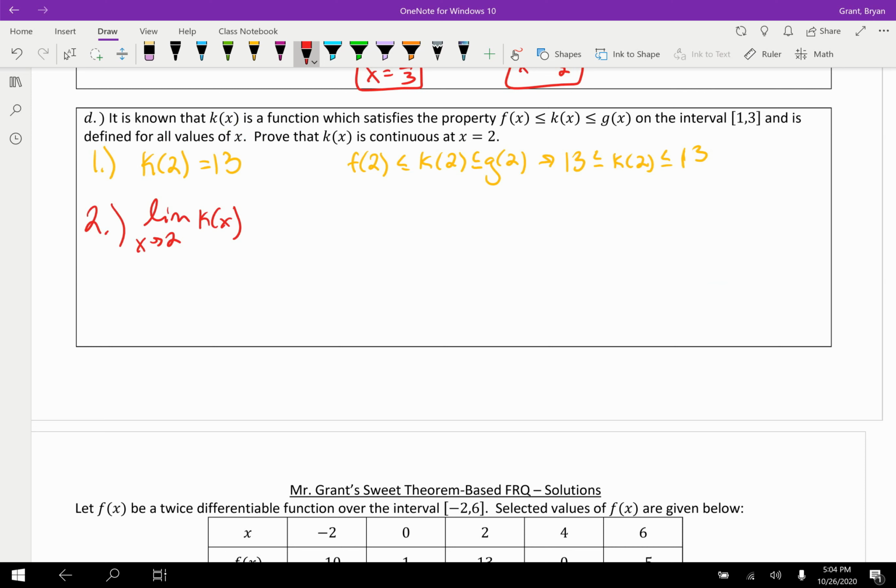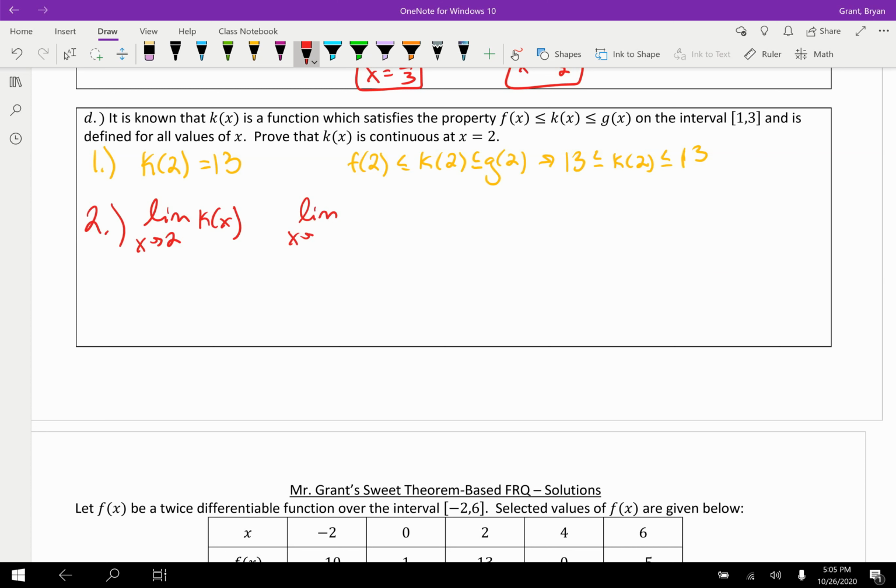Well, oh, wait. I have seen this setup before. I think if I can find these two limits and they're equal, then doesn't that mean the limit in the middle is existent and equal to both of those? Isn't that our squeeze theorem? So let's find each of the limits.